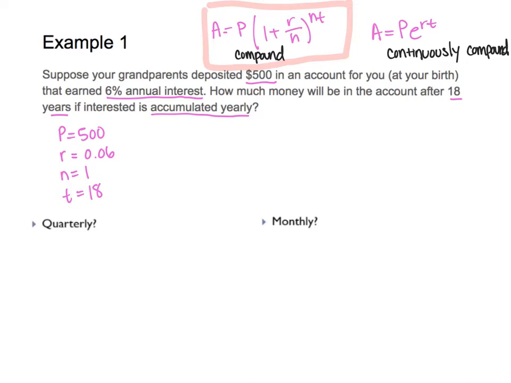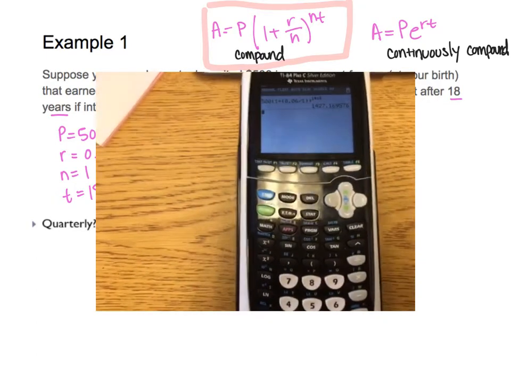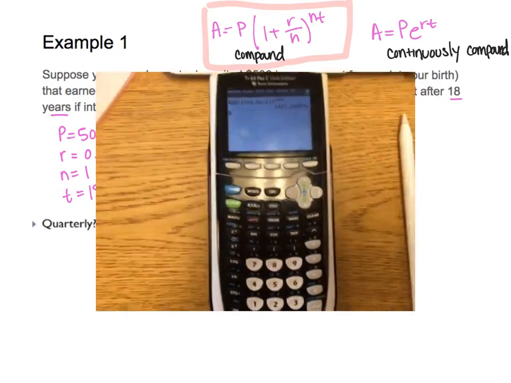All right, so it looks like we have all our ingredients, so we're going to set this up now. If I set this up, I have 500, 1 plus R, which is 0.06, over N, which is 1, to the 1 times 18, because it's N times T. So what I'm going to do is put this in my calculator. Okay, so I'm going to switch this to the video mode and turn the video on. I think it should be recording.